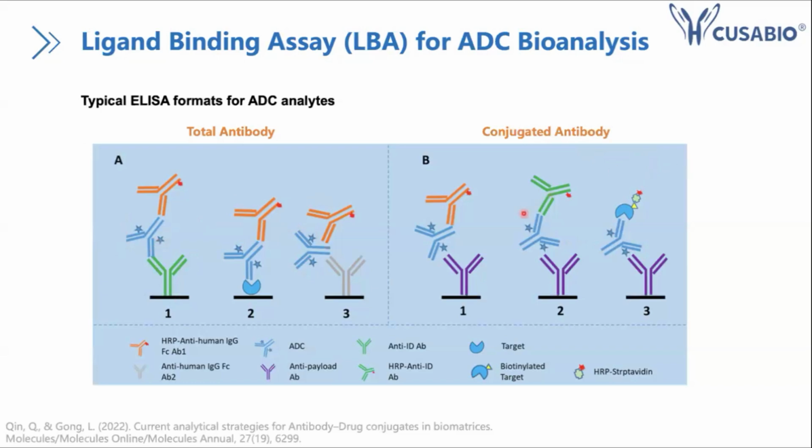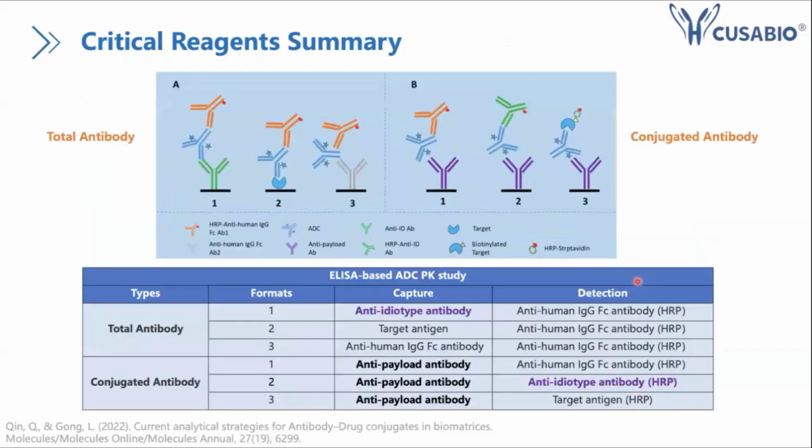But for the other class, the conjugated antibody, here we care about the conjugated payload. So the capture reagent for this type of LBA assay is the anti-payload antibody, the green one here. Using the anti-payload antibody, we will capture the conjugated payload from the antibody. To make further clear, making sure everyone knows about this, here I made another table to give you details about the capture reagent and the detection reagent.